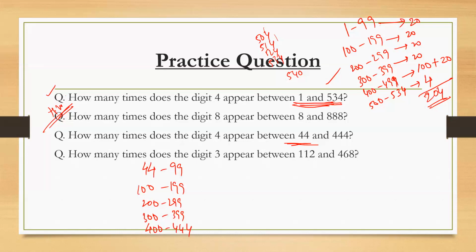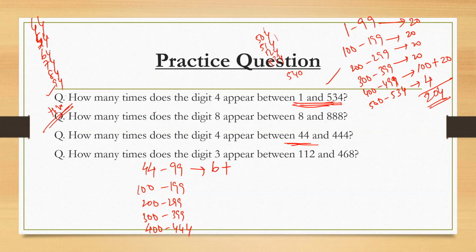First, we are concerned about digit 4 appearing in the units place and then the tens place. Let's say units place, that means 44, next one will be 54, 64, 74, 84, 94. That means 1, 2, 3, 4, 5, 6. That is, we are talking about 6.